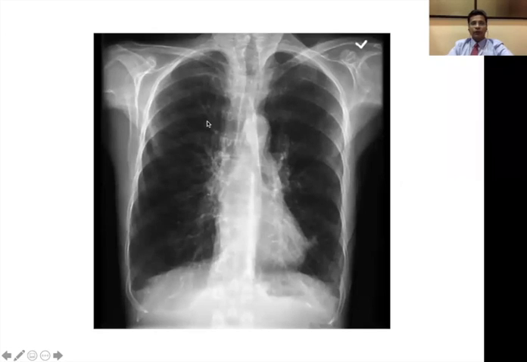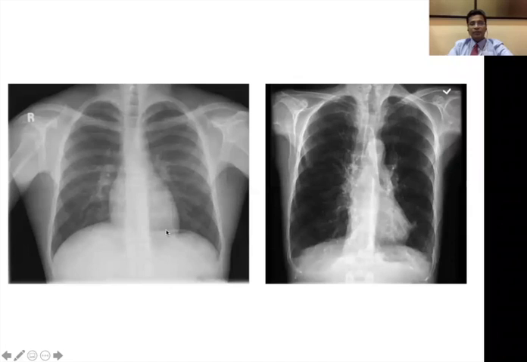Increased radiolucency. Diaphragms, which are usually nice and dome-shaped, are now pushed down because of air trapping, and the diaphragms are flat and low, lower than in the normal position. Again, because the lungs are hyperinflated and the diaphragms are pushed down, this mediastinal shadow looks thin and narrow and long.